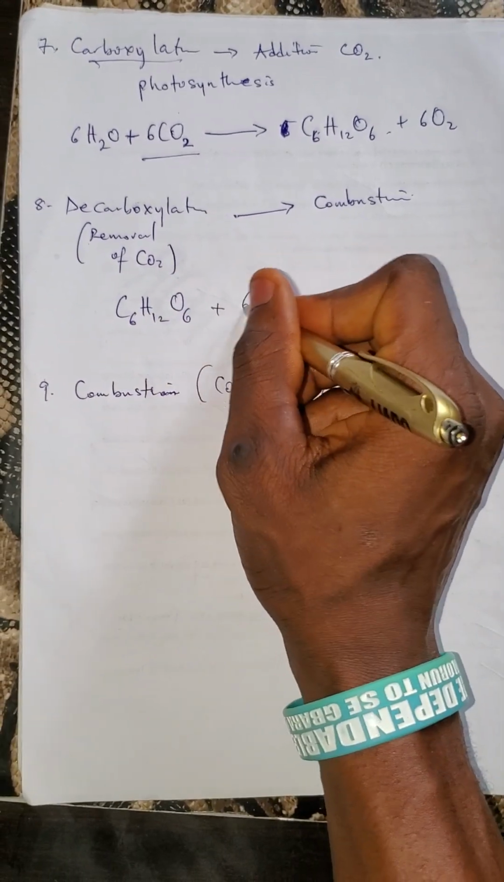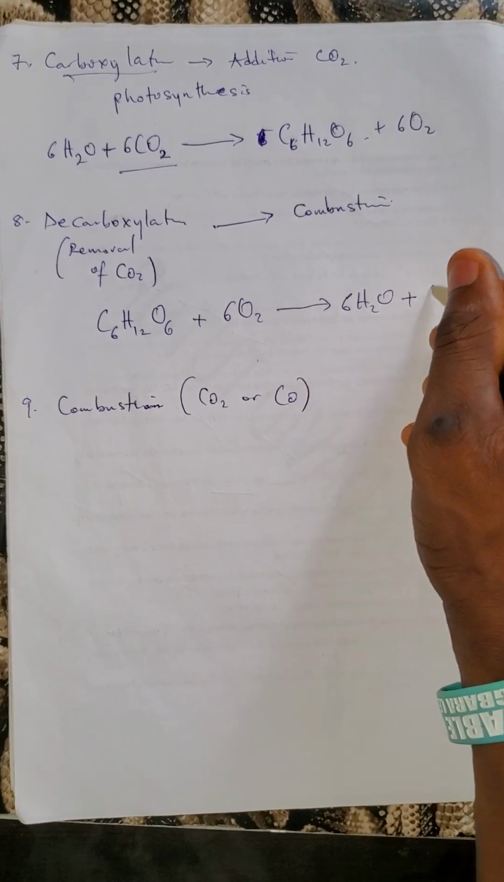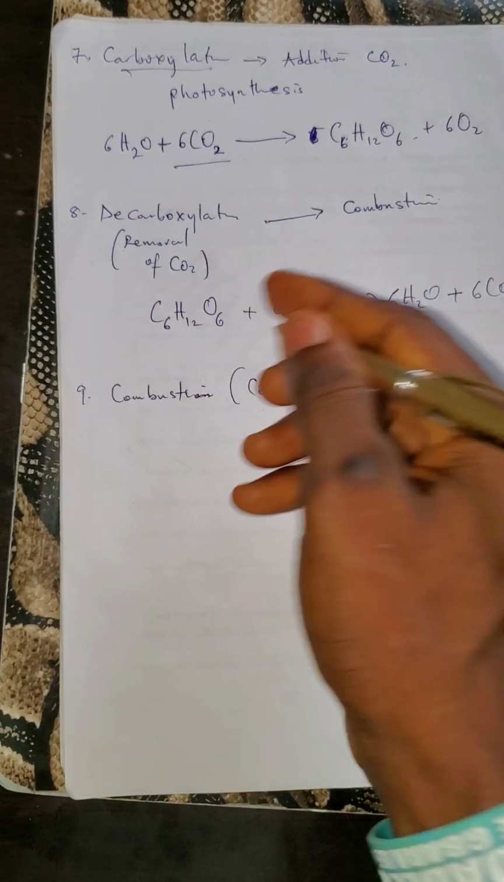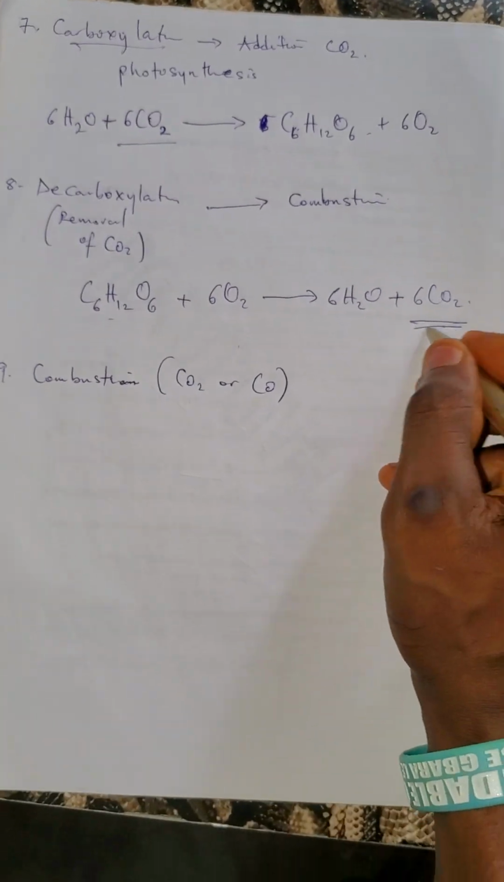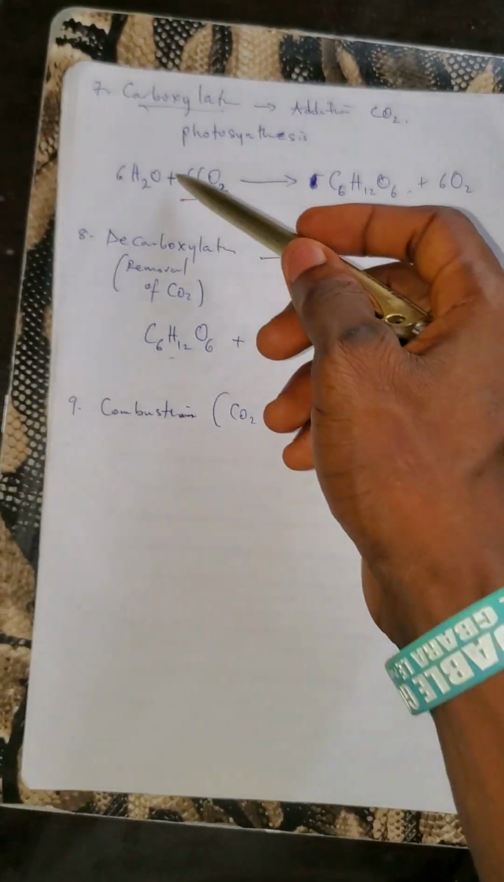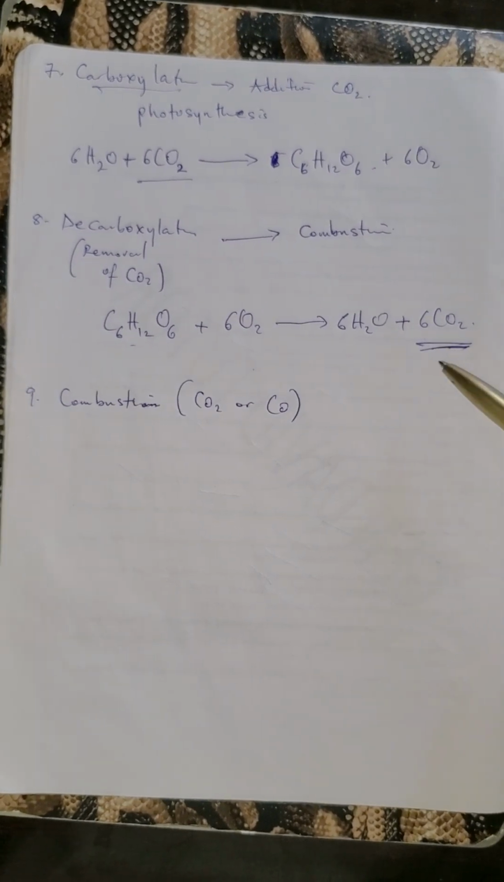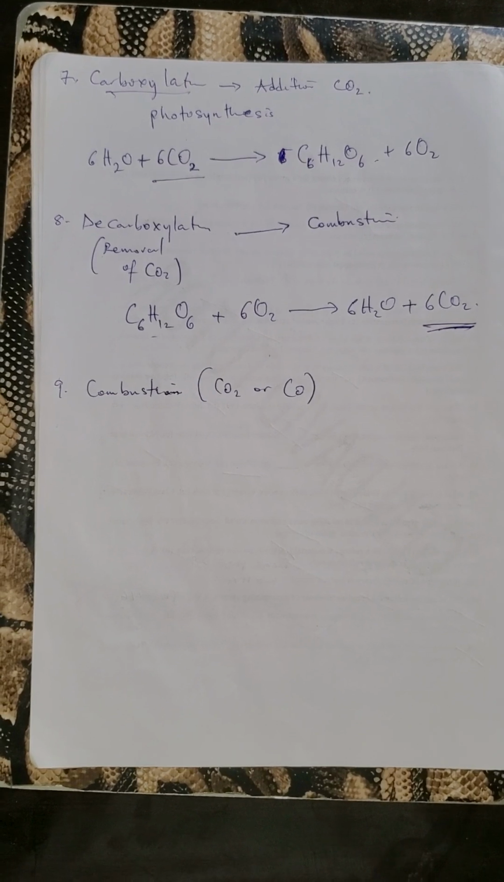That means if you have C6H12O6 plus 6O2 to give you 6H2O plus 6CO2, the opposite like this as well is decarboxylation. That means removal of carbon dioxide. But here is addition of carbon dioxide. Addition of carbon dioxide is carboxylation, whereas removal of carbon dioxide is what? Decarboxylation.